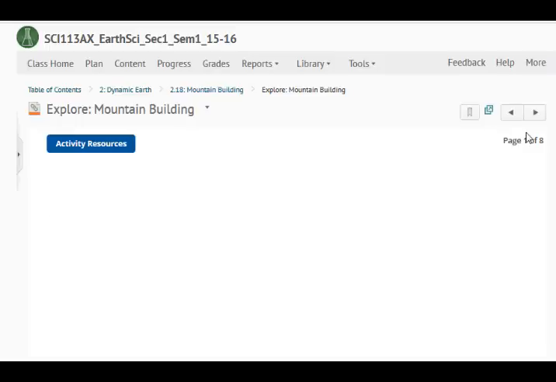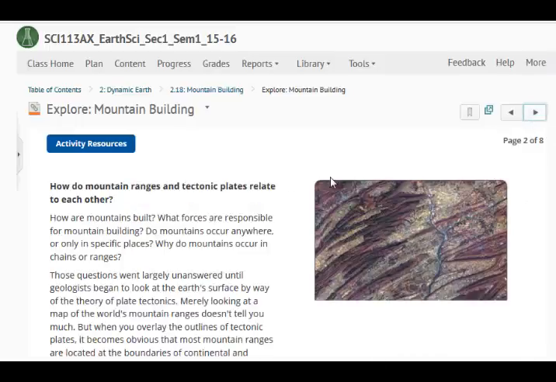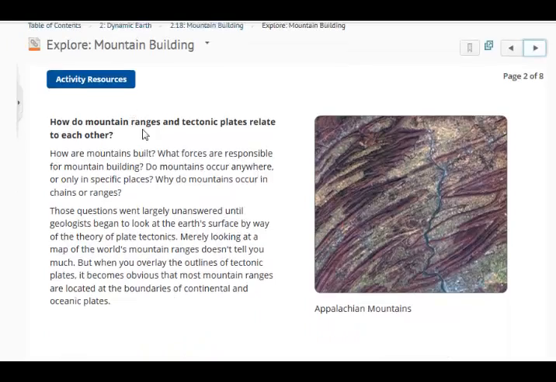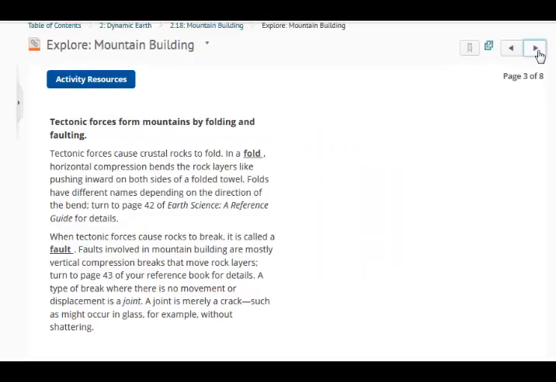Okay, mountain building. How did those big mountains get there? How do mountain ranges and tectonic plates relate to each other? How are mountains built? We're going to learn about that in this lesson.